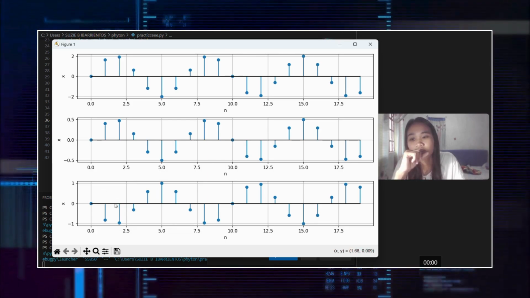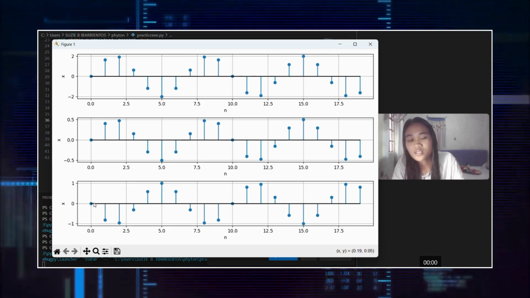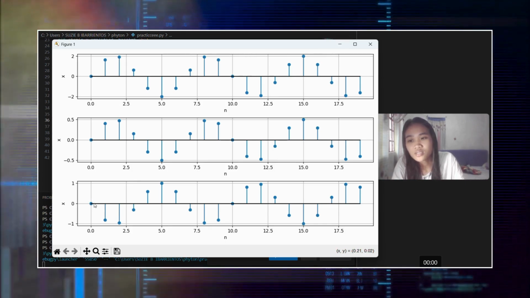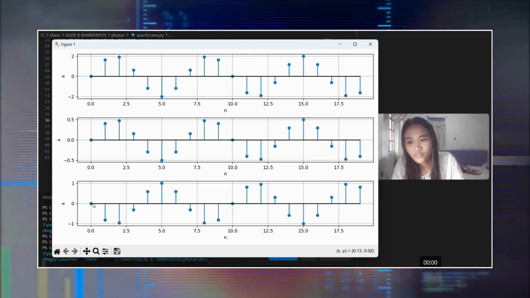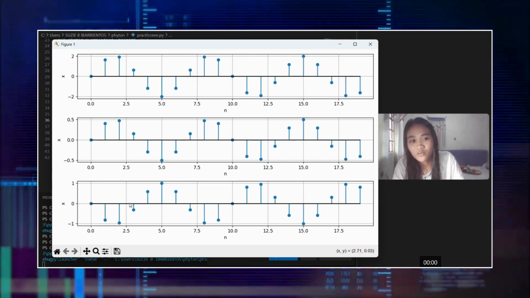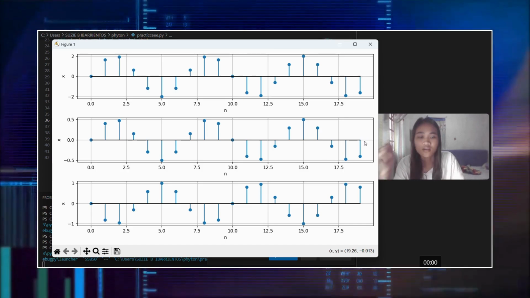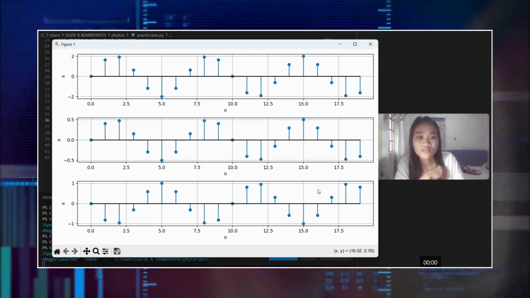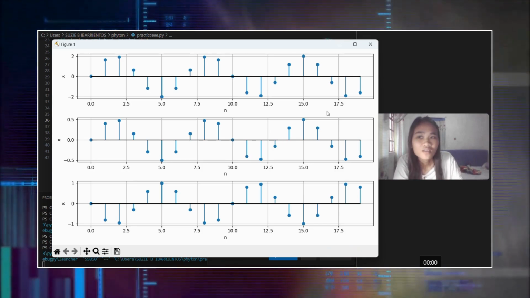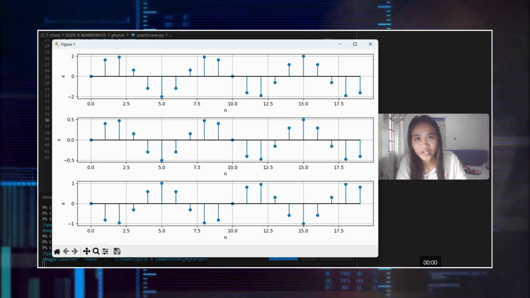For the inverted, instead of the signal starting from 0, 1, it became inverted. So the amplitude was inverted. That's all for Laboratory 4. Thank you.